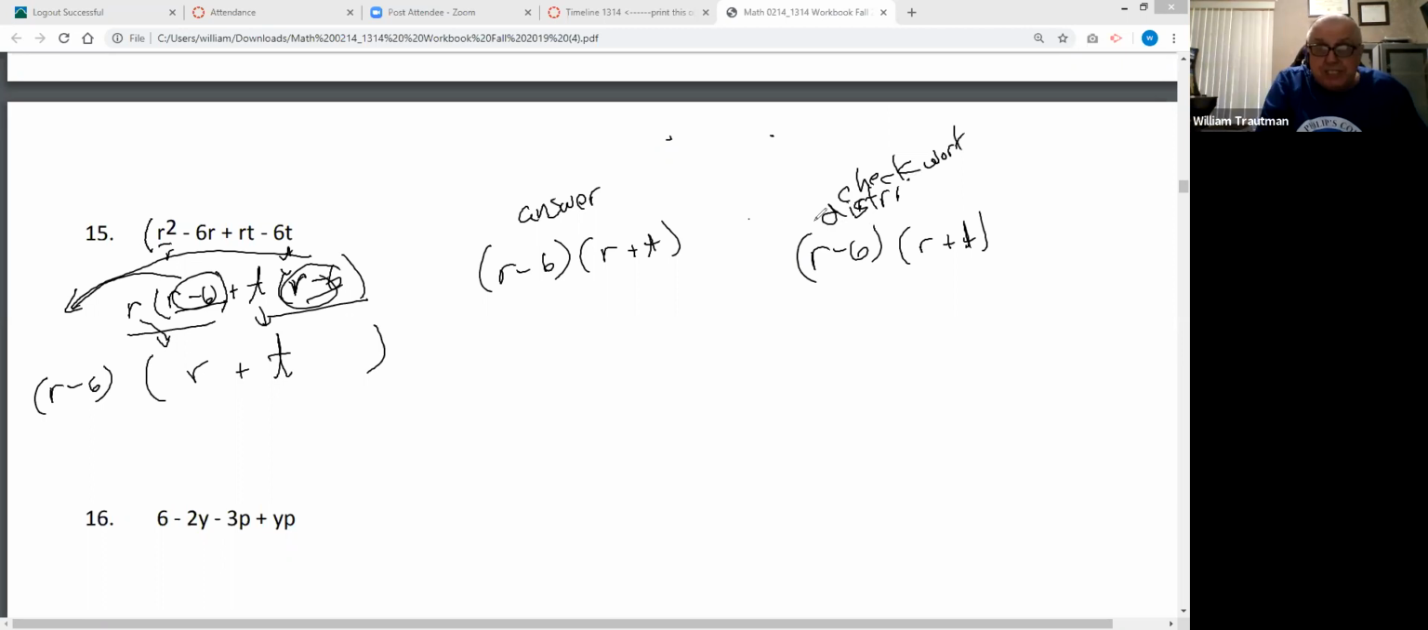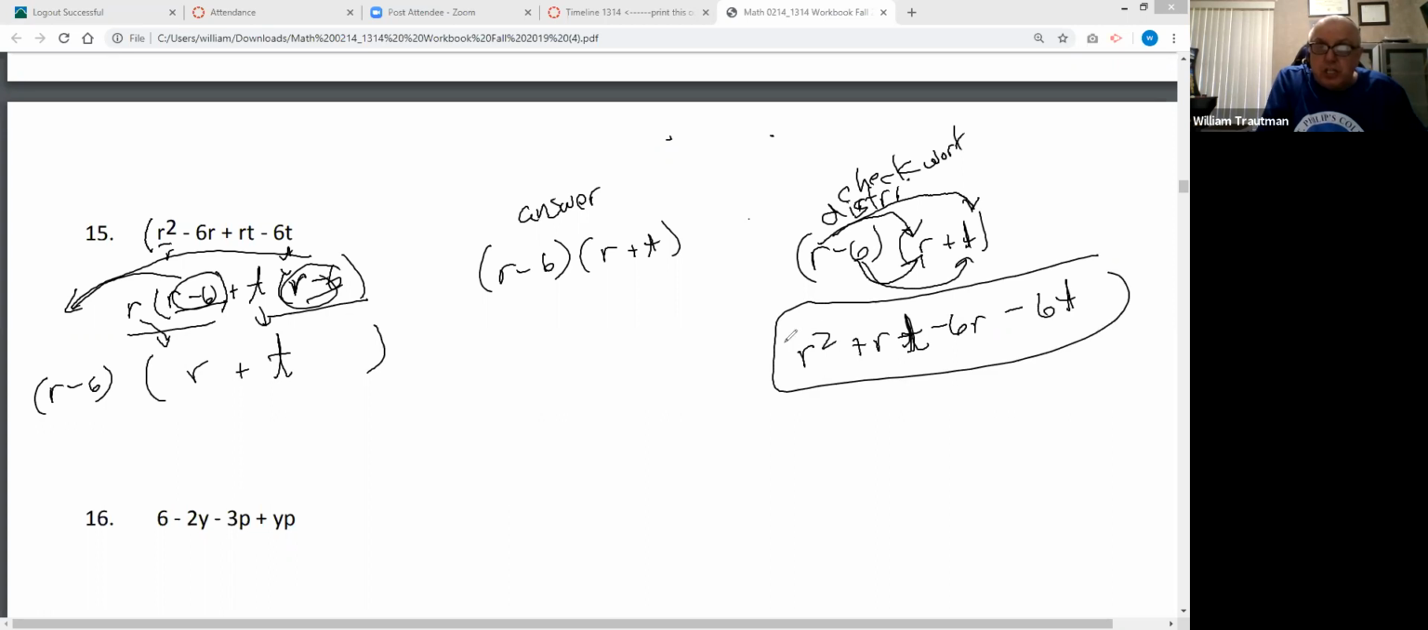First, outside, inside, last. R times R is R squared. R times T is a positive RT. Negative 6 times R is negative 6R. Negative 6 times T is negative 6T. This should look like our original equation. We have an R squared. It's in a different order, but it's okay.